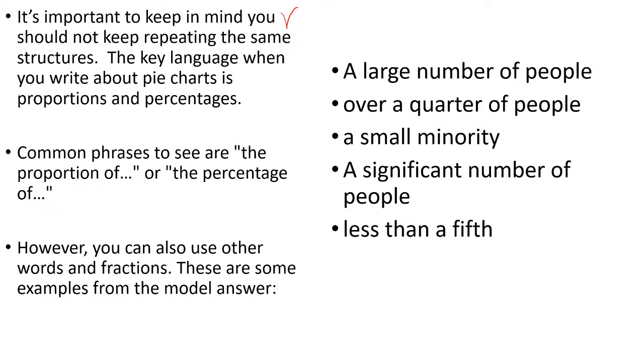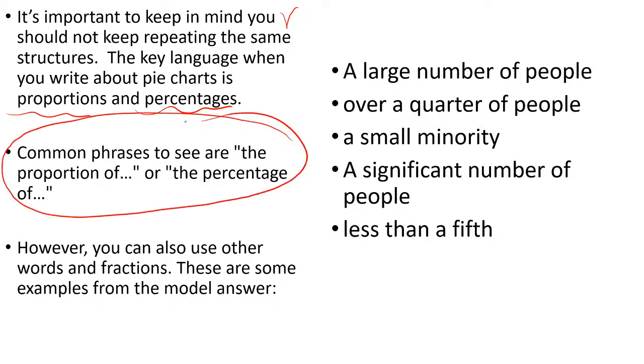The key language when you write about a pie chart is proportions and percentages, right? So you need to focus on those two things, proportions and percentages. So kindly do not repeat the same structure. Common phrases are 'the proportion of' or 'the percentage of', and you need to use these common phrases. However, you can also use other words and fractions. If you are able to use other words and fractions, you can still write it. So these are some examples from the model answers.